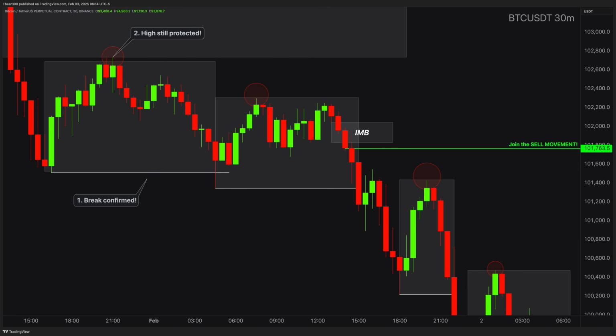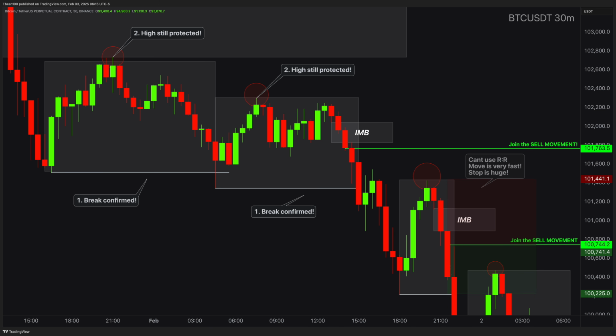And you repeat the process. Again, confirm the break. Sellers are still protected. Wait for the next major sell which creates an inner imbalance and join the movement with a market order. In this style, you cannot use classic risk and reward because you have no time for it. Also, the stop loss would possibly be huge. This is not great for us.